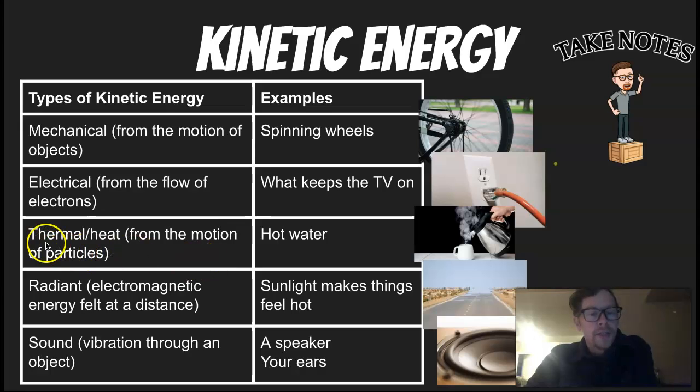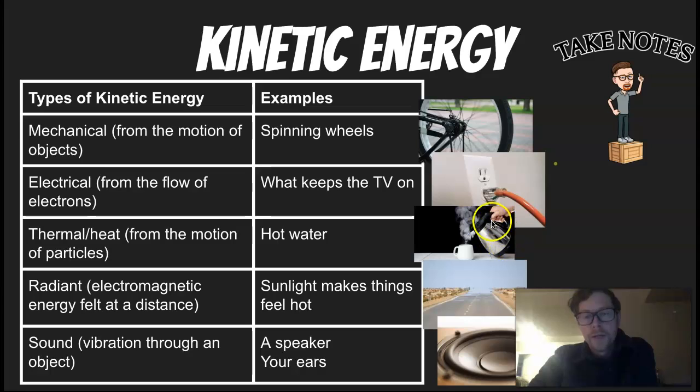There's heat energy, also called thermal energy, and that's from the motion of particles. And you might remember this from other study of chemistry. We measure that average rate of motion of particles, and we call that temperature. And heat is a way of transferring kinetic energy of particles from one thing to another.